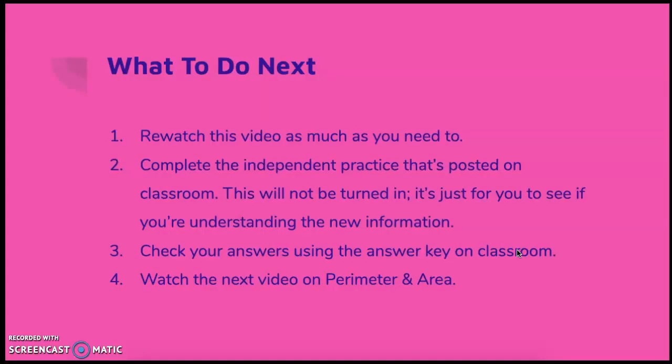All right. Here's what to do next. You can rewatch this video as much as you need to. You can go back to it as notes if you need to see the family tree, or if you need to see the different types of triangles, go back to whatever part you need. Then on Google Classroom, you'll see some independent practice that we want you to try. This is not anything that you need to turn in, and it's not a grade. We just want you to see if you're understanding this information. You'll also see an answer key on Google Classroom that you can use to check your practice.